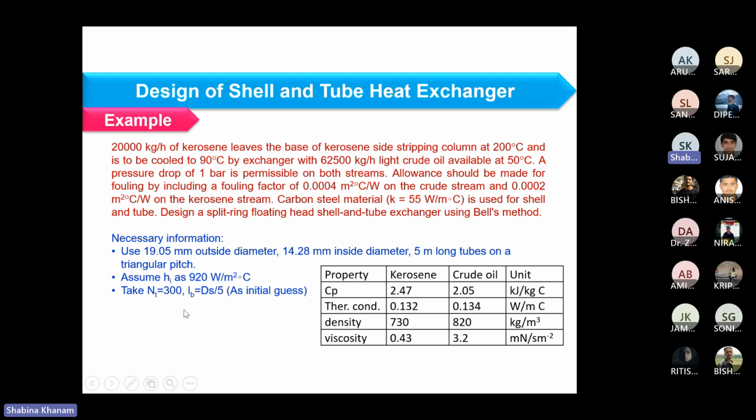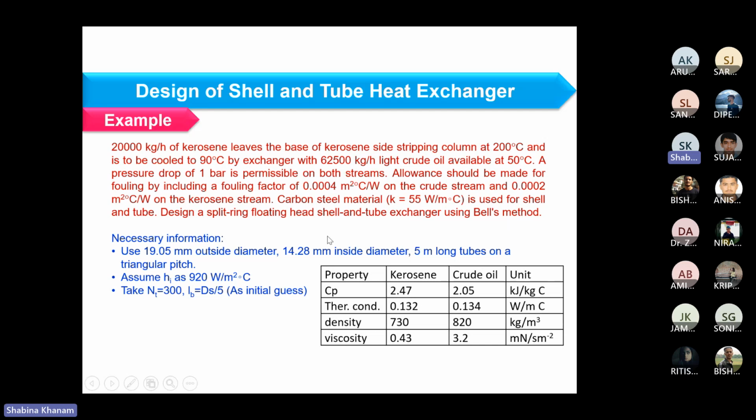Number of tubes which are given as 300, and the baffle spacing is ds by 5. Okay, so we need to calculate ds. Number of tubes are given, and we will consider 1 pass, okay, as initial guess. Now if you consider the properties which are given over here, we don't need to collect the properties, otherwise procedure you are already aware of. So that you can follow, but here these properties are already given.